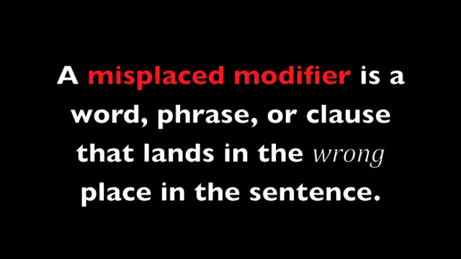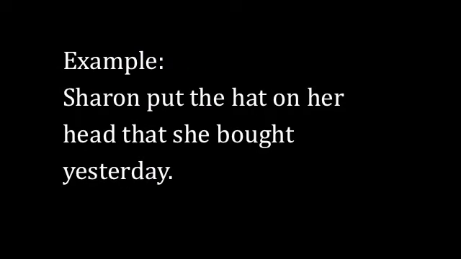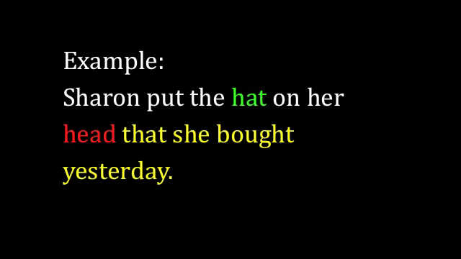A misplaced modifier is a word, phrase, or clause that lands in the wrong place in the sentence. In this example, that she bought yesterday is the modifier, and hat is what it wants to modify. As it reads, that she bought yesterday modifies head and does not make sense. Clearly, Sharon did not buy her head yesterday.